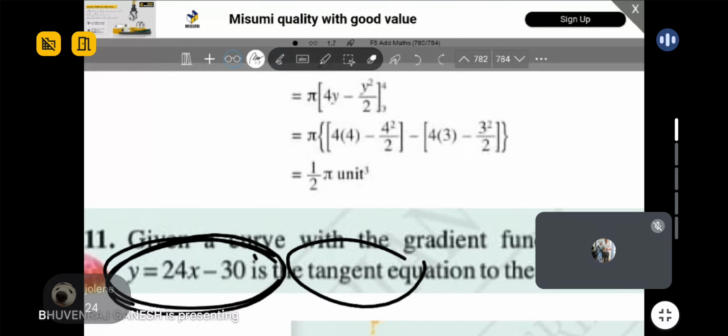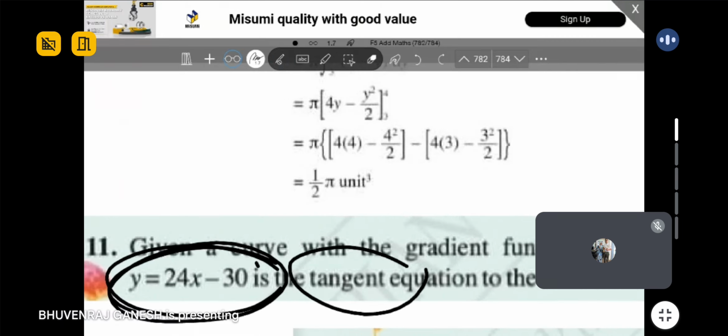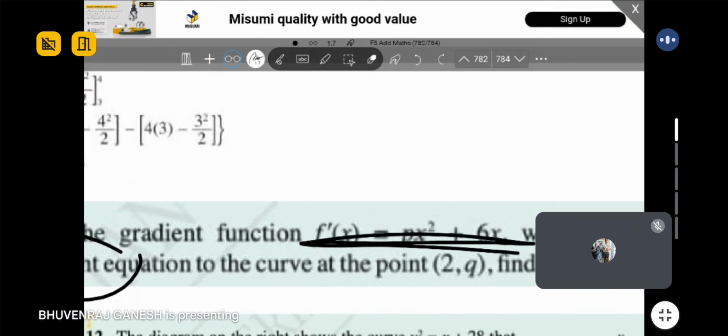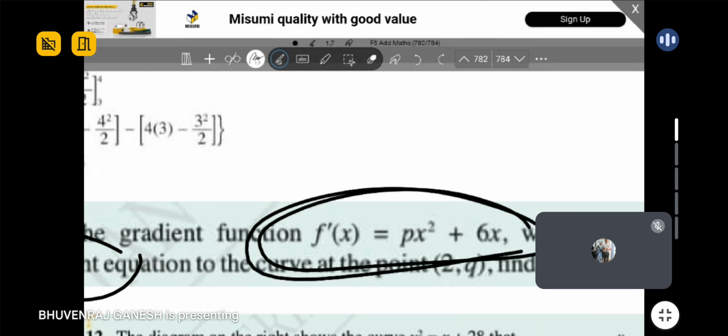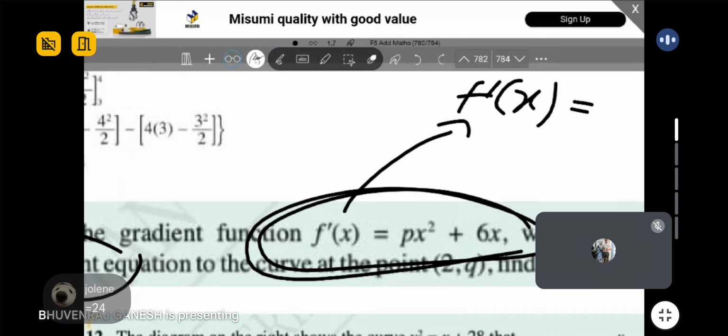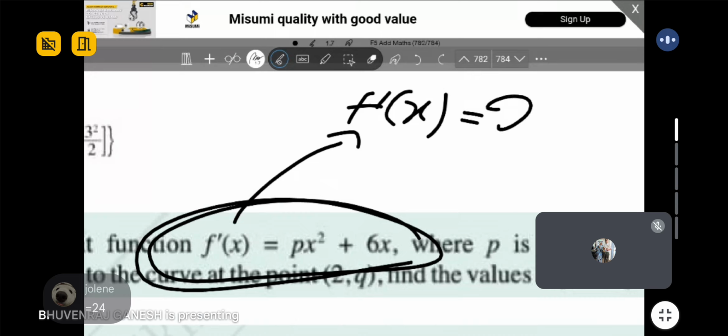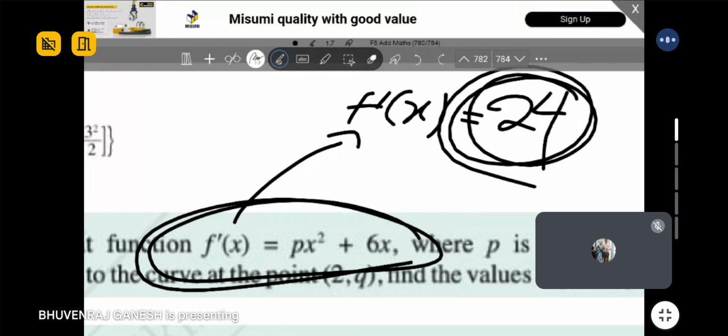Yes. Okay, y equals to mx plus c. So you will get 24 as your gradient. So means what, guys? What is the meaning behind this? Means that this whole value, can anyone tell? F prime x equal to what? If you understand the meaning. Yes. Okay, you equal it to 24. Sama dengan 24. Because this is your gradient function. Fungsi kecerunan. And the value they give you is 24.